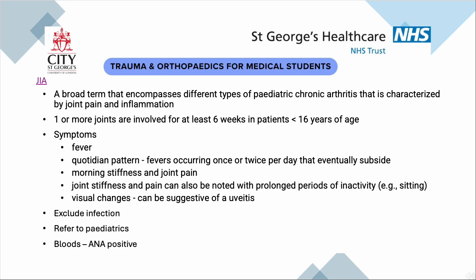Symptoms can include a fever, or fevers that are spiking 1 or 2 times a day, morning stiffness and joint pain, and also joint pain and stiffness that comes on if you've been sitting for a long period of time, and sometimes it can affect the eyes as well, which is a sign of something called uveitis. But again, like the transient synovitis, we need to exclude infection. It's not usually something that orthopaedics manage, but we tend to perhaps see them first because we need to exclude infection. We refer to paediatrics, and they will likely do some clever blood tests looking for autoantibodies.